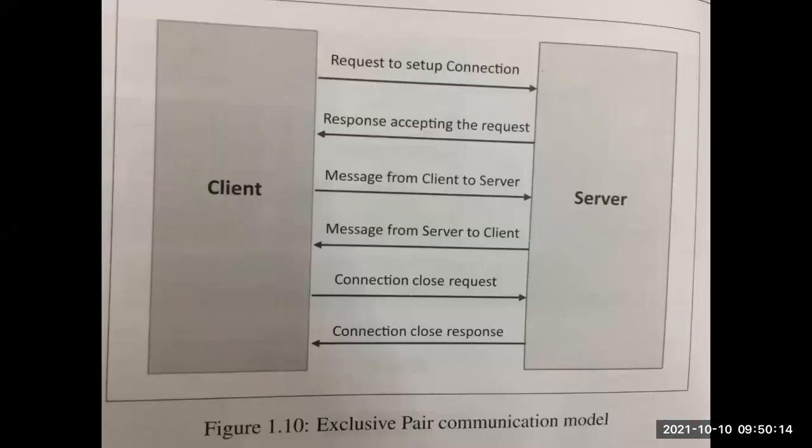In the exclusive pair communication model, first the client sends a request to set up the connection. Then the server responds, accepting the request. Once it has been accepted, messages flow from client to server and from server to client.